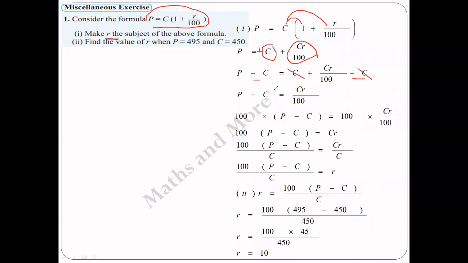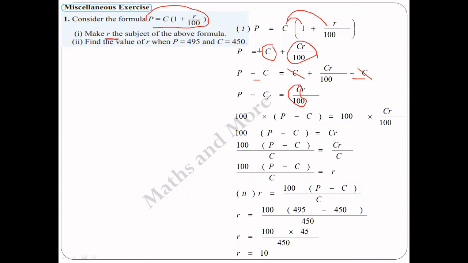But still, R is not the subject. We want to make R the subject. That means you have to remove this part, then only R will remain. So how to remove that C and 100? First, let's remove this 100. To remove division by 100, you can multiply both sides by 100, 100 into the right hand side, 100 into the left hand side.